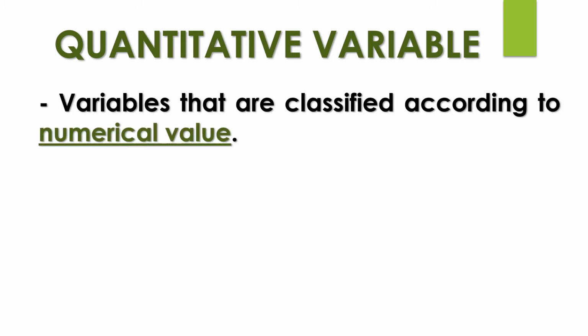Next, let's go to quantitative variables. Quantitative variables are classified according to numerical values. Earlier, under qualitative variables, we mentioned the zip code, which is a number. But strictly speaking, it is not measurable and countable. It is also not computable, because it is only a distinct representation of that number. That is the zip code.